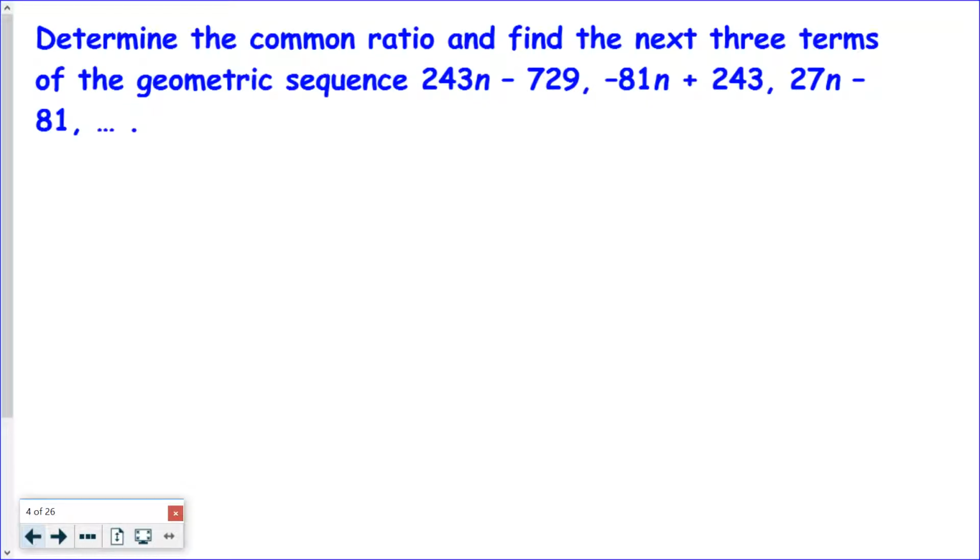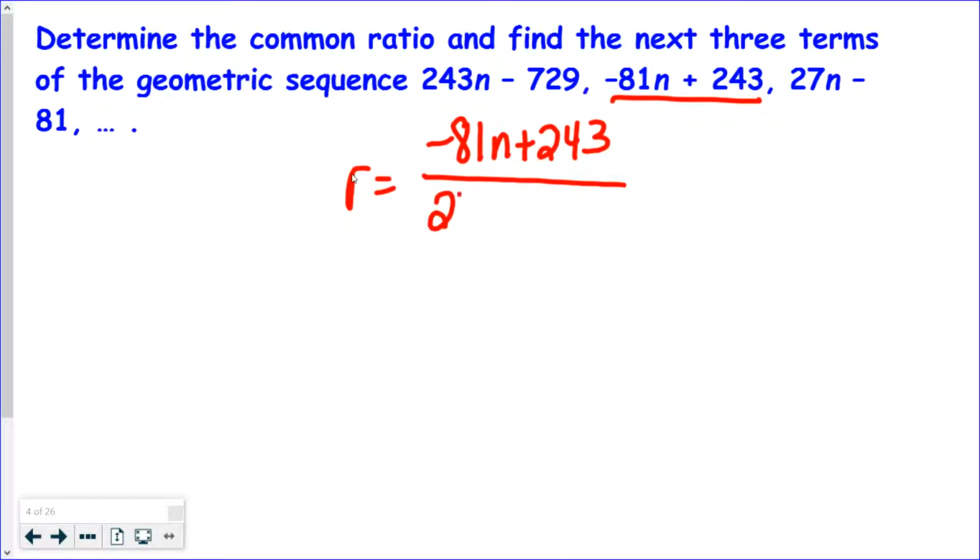All right, let's go back and look at this problem here. It's a little bit more challenging. It's not too bad if you can start to see the pattern, but if you're not familiar with 3 cubed, 3 to the 4th, 3 to the 5th, it might be a little bit more challenging. We can still find the ratio the same way. I'm going to take this term here, -81n plus 243, and divide it by the term that came before it, which is 243n minus 729.